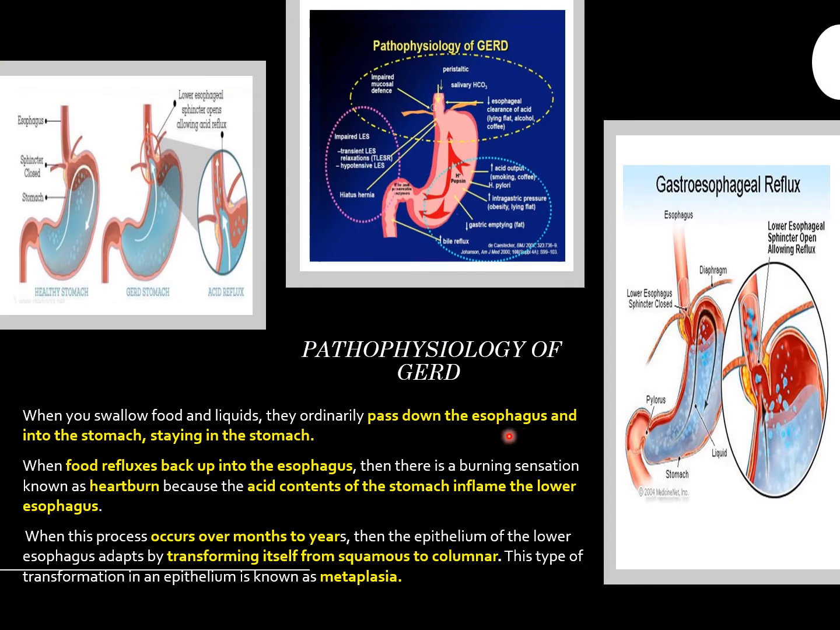Now see the pathophysiology of GERD. When you swallow food and liquids, they ordinarily pass down the esophagus and into the stomach, and are supposed to stay in the stomach. Between the esophagus and stomach there is a muscle we call the sphincter muscle. Once the food is inside the stomach, the sphincter muscle will close, so the food will not go back into the esophagus. That's the function of the sphincter muscle.